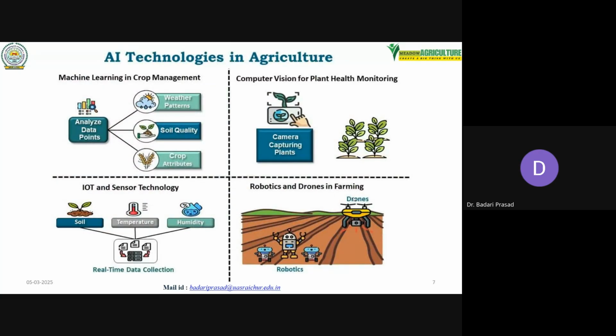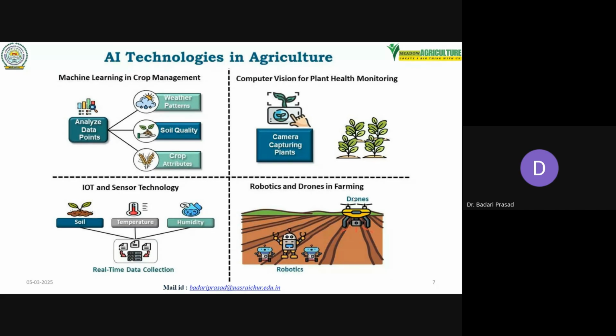Take for example how best we can use this in agriculture. Machine learning is used for crop management, wherein the data points can analyze the various weather patterns existing in the locality, soil quality, and various other parameters regarding the soil and crop attributes. By combining all three, weather parameters, soil quality, and crop attributes, we can analyze what crop and what threshold yield we are going to get in the future.